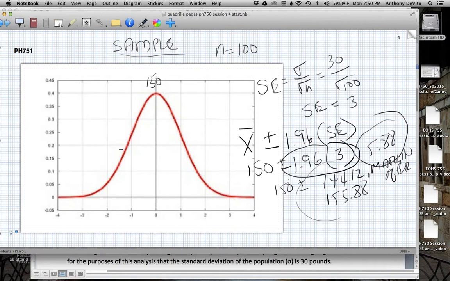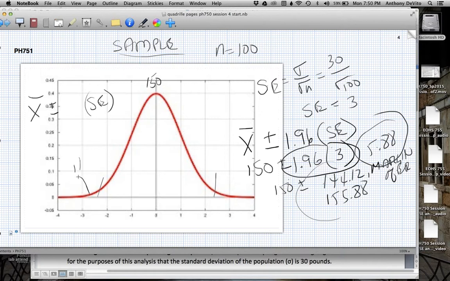99%. Well, what do you think we might do now for 99%? X bar plus or minus. The standard error is the standard error. That's not going to change. But how far out on the normal distribution I have to be of these sample means is going to change for 99%.